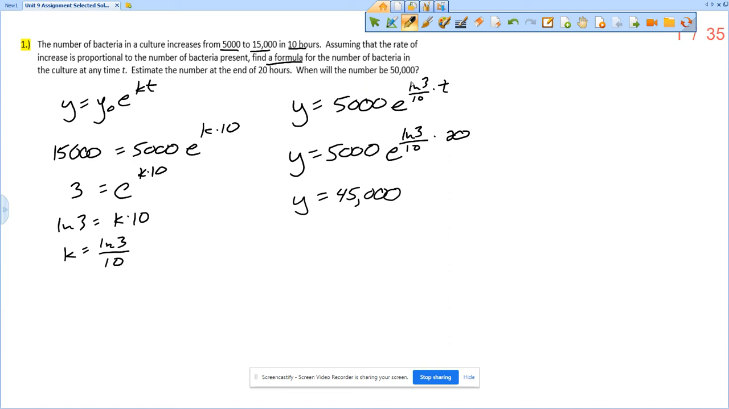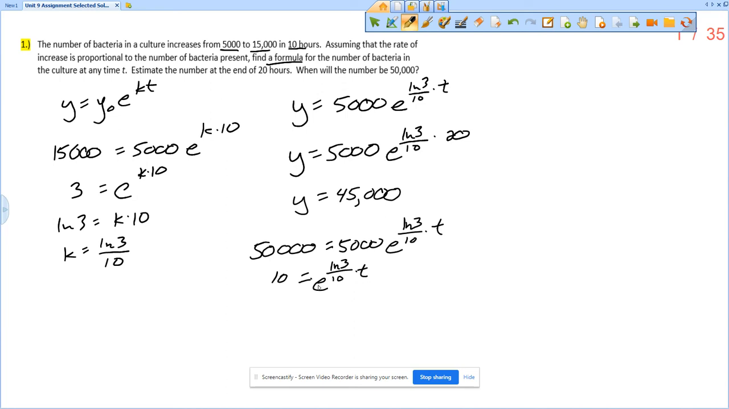When will the number be 50,000? So now we want to say, if y is 50,000, and we started at 5,000, times e to the k, which is the natural log of 3 divided by 10, times t. Now we want to solve for t. How do we do that? We're going to start by dividing by 5,000. So 50,000 divided by 5,000 is going to give us 10. Then I have e to the natural log of 3 divided by 10 times t.